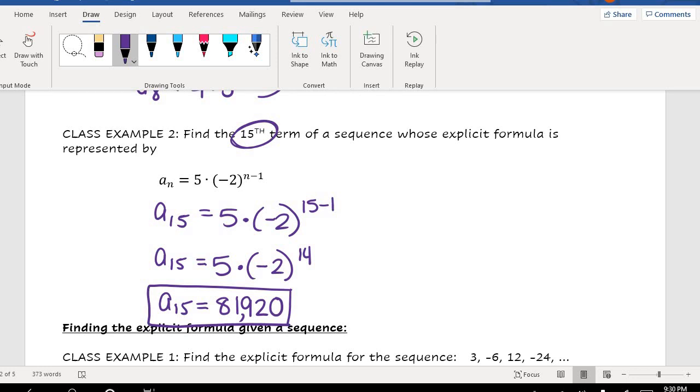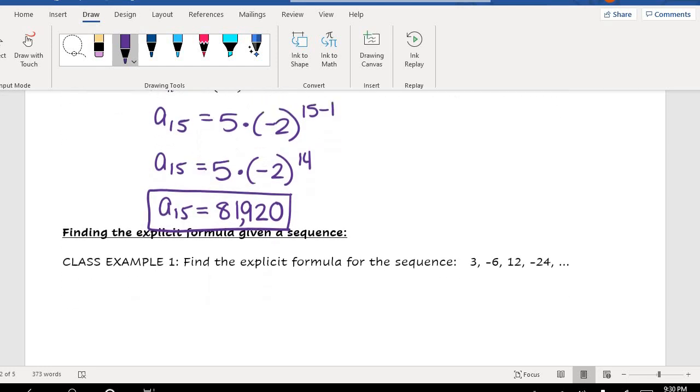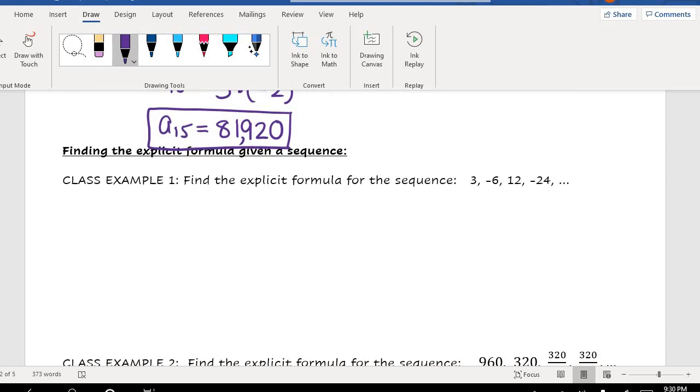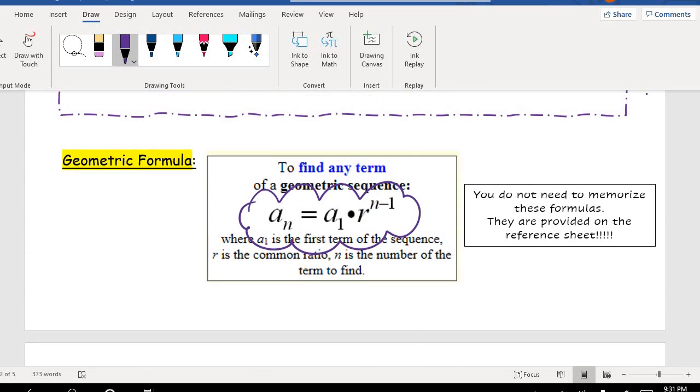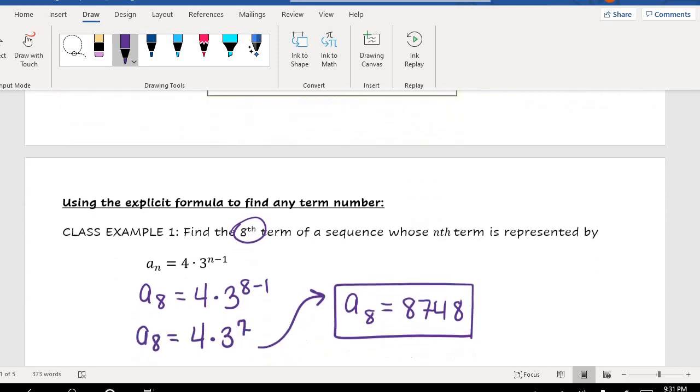The next section is finding the explicit formula given the sequence. Remember, the explicit formula is the specific formula that works for that sequence only. So there's tons of different explicit formulas because there's tons of different sequences. So class example 1, find the explicit formula for the sequence 3, -6, 12, -24. What we would do is go back to the reference table and grab the formula that's given to you right here, the one that's in the bubble. So I'm going to write that down first.